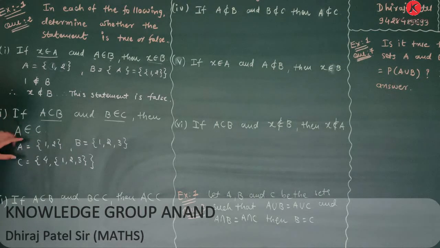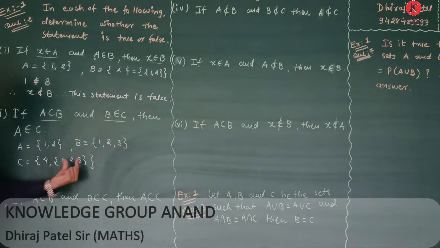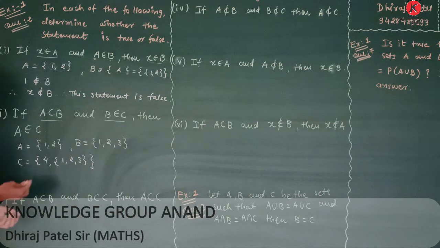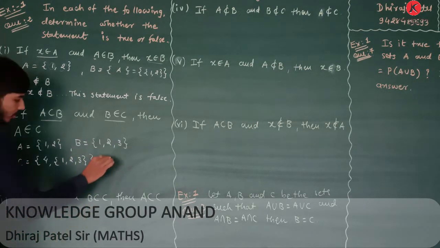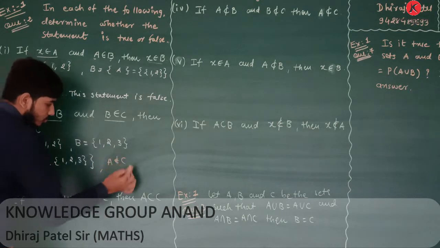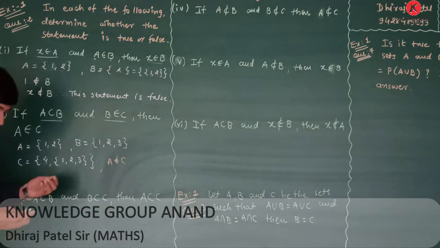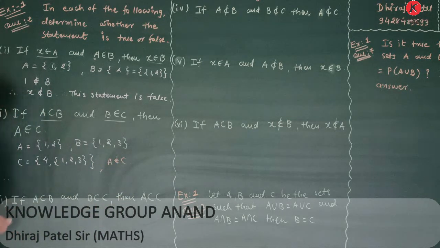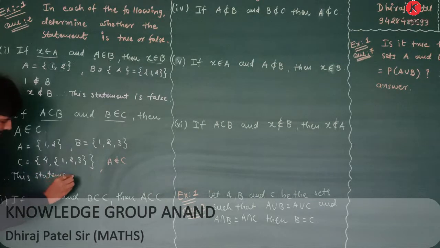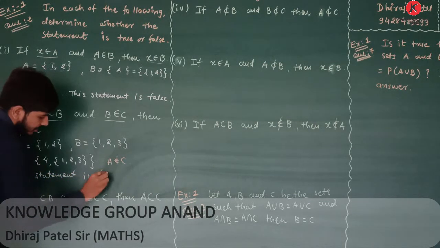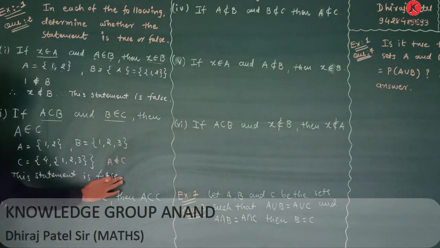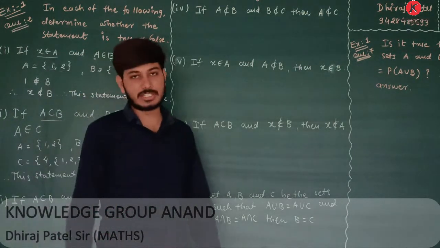Then A is here, {1, 2}. The whole element is represented as {1, 2}, but curly bracket {1, 2} is not there, therefore A does not belong to C. Therefore we can say that this statement is false. Okay, you can understand it this way, it is very easy.